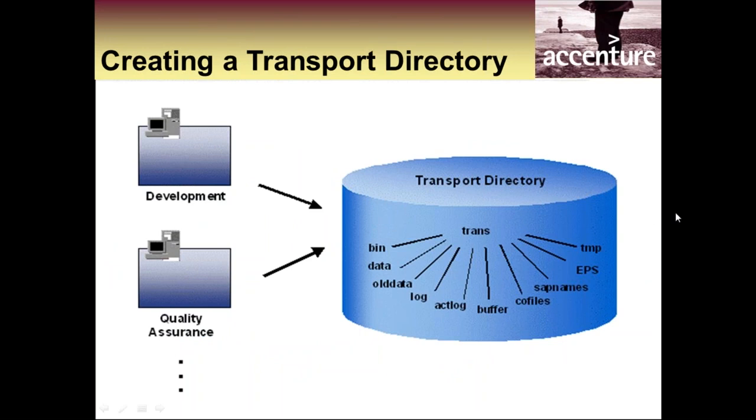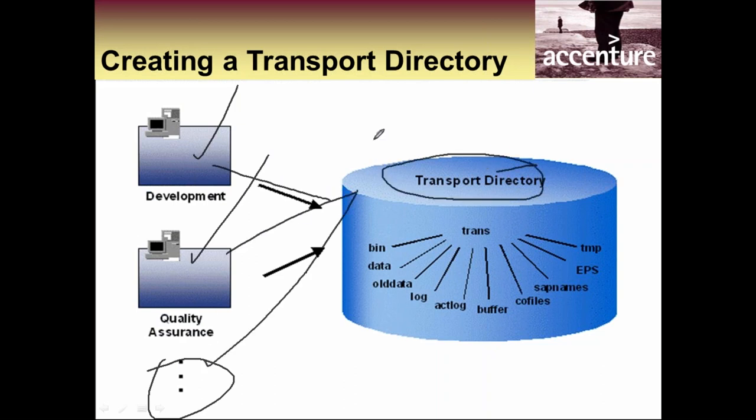Next is the physical transport routes. So this is the transport directory. The development server is there, the quality server is there, and the production server is also there. The three systems share a common directory, which is called the transport directory. The transport directory has folders: the bin folder, the data folder. The bin folder stores the standard configuration of TMS. The data files hold the old data files. Log files tell you whether an import was successful, finished, or had any errors. And the buffer folders include the quality buffer and the production buffer.